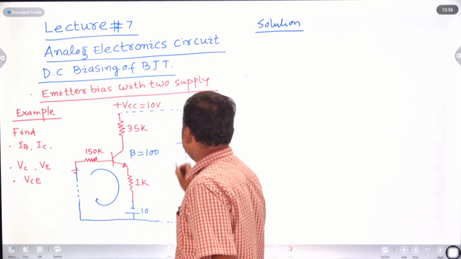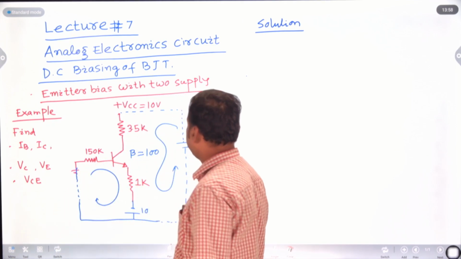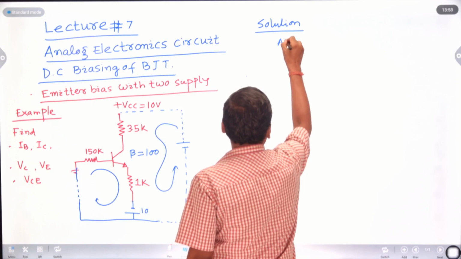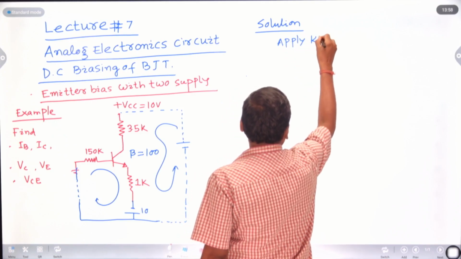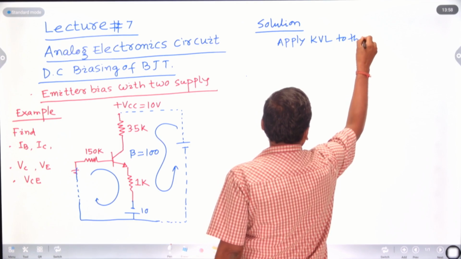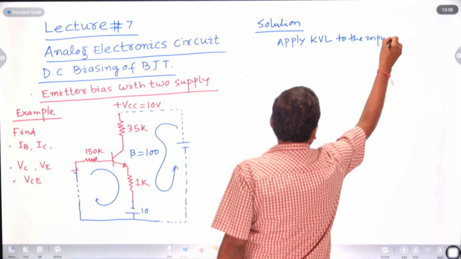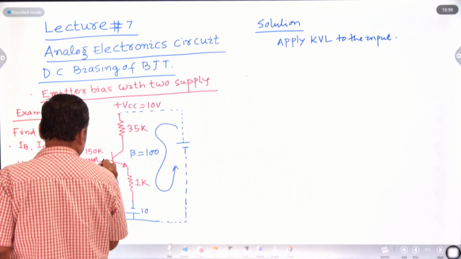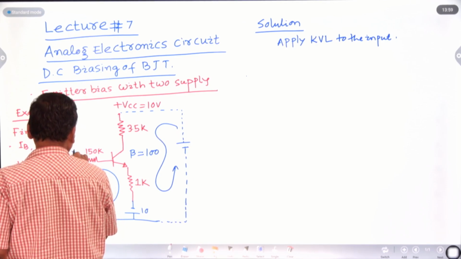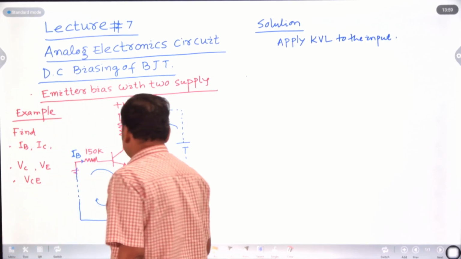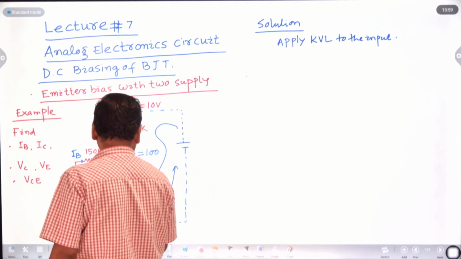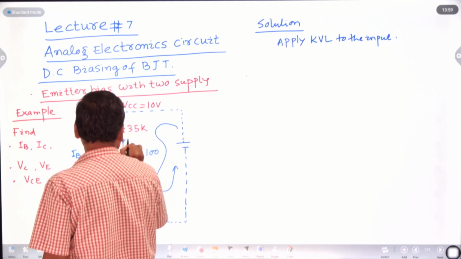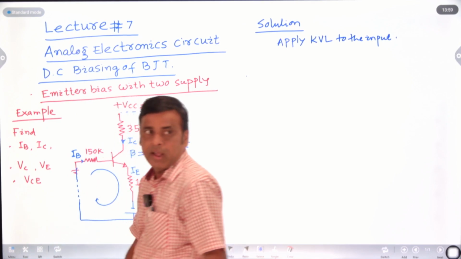Then apply Kirchhoff's voltage law to the input and to the output. First of all, apply KVL to the input. What is my input equation here? This terminal is connected to the base, so the current is the base current IB. Here is the emitter current IE, and this terminal is the collector terminal, with collector current IC.